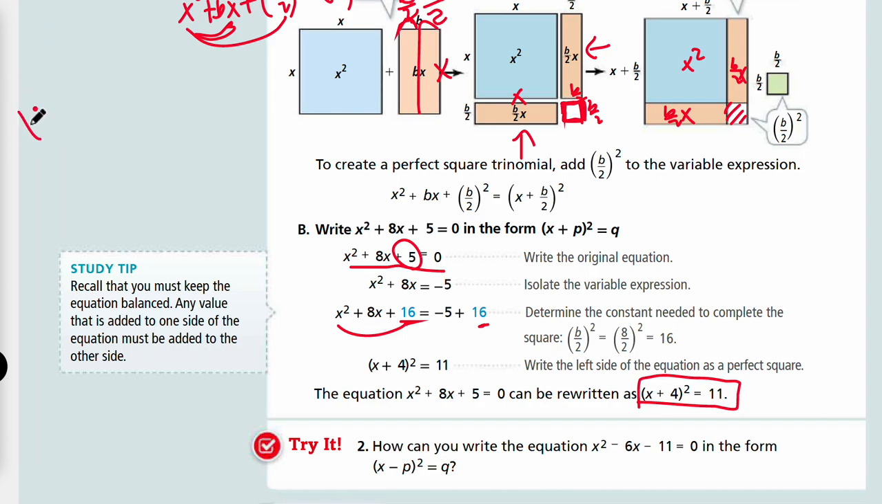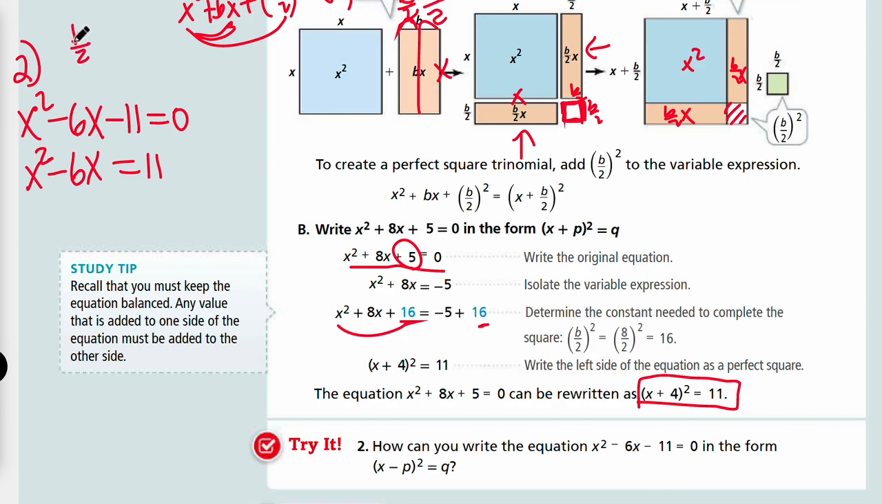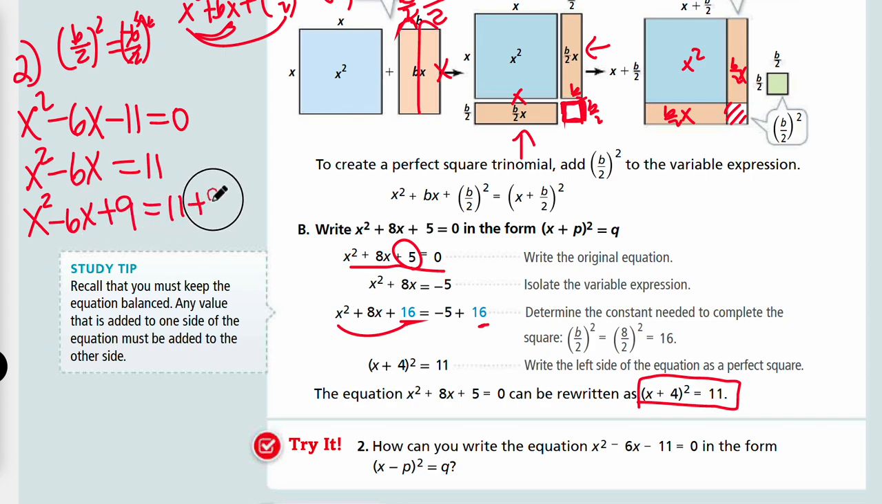So first of all, you write the original equation, right? Try number 2. x squared minus 6x minus 11 is equal to 0. This is not a perfect square. So you're going to add 11 on both sides to get positive 11 on the other side, right? And then we're going to make this a perfect square trinomial. In order to do that, you want to figure out what b over 2 squared is. b is negative 6. So negative 6 over 2 is negative 3. Negative 3 squared is 9, right? So x squared minus 6x plus 9 is equal to 11 plus 9.